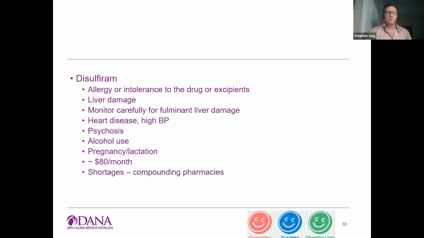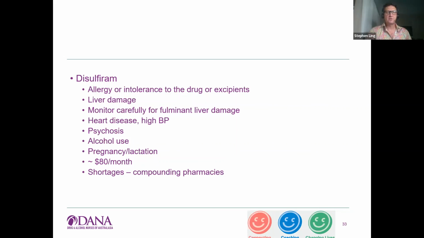And finally, the third drug that we use is disulfiram. Disulfiram shouldn't be used if the patient is allergic or intolerant to the drug or its excipients. Again, it shouldn't be used in severe liver damage. Now, disulfiram can cause severe liver damage in its own right. It can cause fulminant liver damage. So patients who are prescribed disulfiram should have their liver function monitored very carefully. It shouldn't be prescribed for patients with heart disease or high blood pressure because of the reaction that it provides. It shouldn't be prescribed for patients with a background of psychosis.